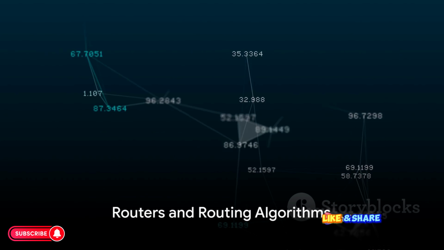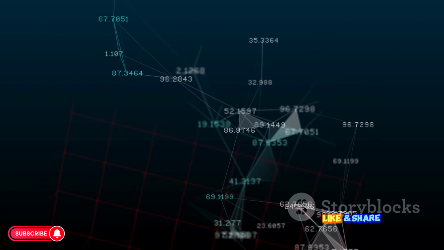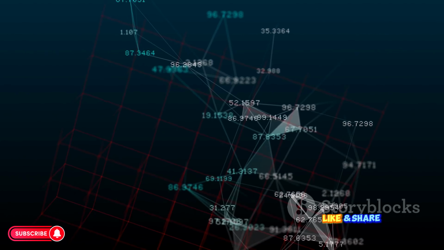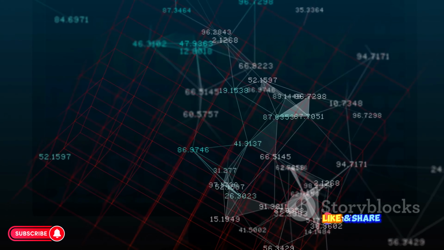We'll explore the role of routers and routing algorithms in ensuring that data packets reach their correct destinations. They are like traffic cops directing the flow of Internet traffic.